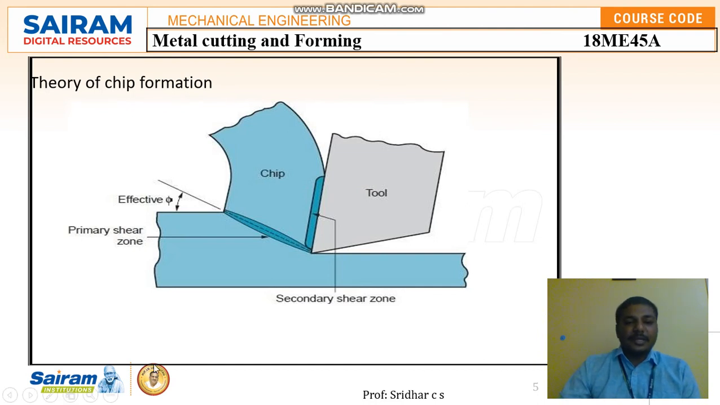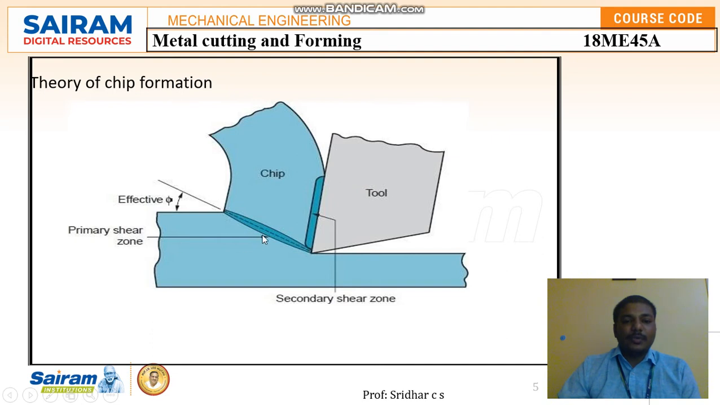When we discuss the theory of chip formation, the workpiece is majorly classified into two categories: the primary shear zone and the secondary shear zone. See this portion below the axis, between the tool and the chip. When chip formation takes place in this particular direction, we call it the secondary shear zone.